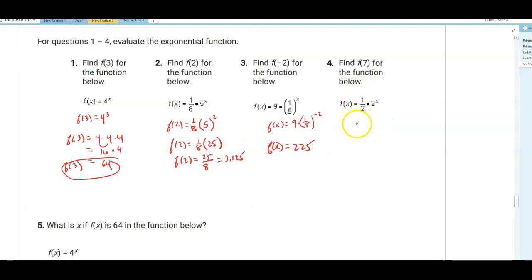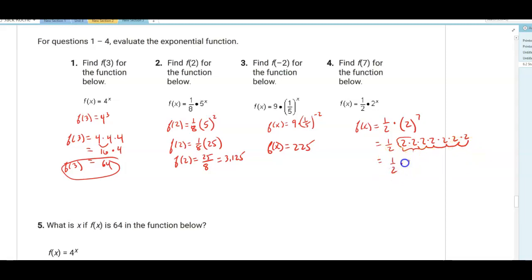Now the last one, f of x equals 1/2 times 2 to the 7th power. So again, that's the same as 1/2 times 2 times 2 times 2 times 2 times 2 times 2 times 2, right? Now when I multiply these together, 2 times 2 is 4, times 2 is 8, times 2 is 16, times 2 is 32, times 2 is 64, times 2 is 128.